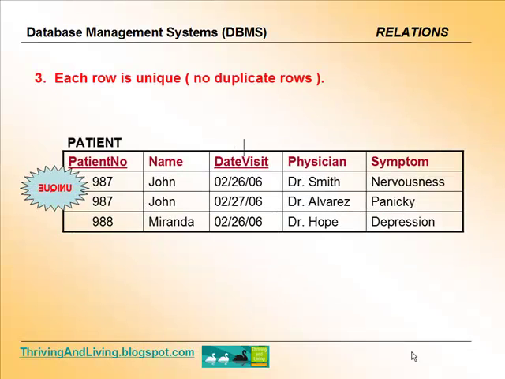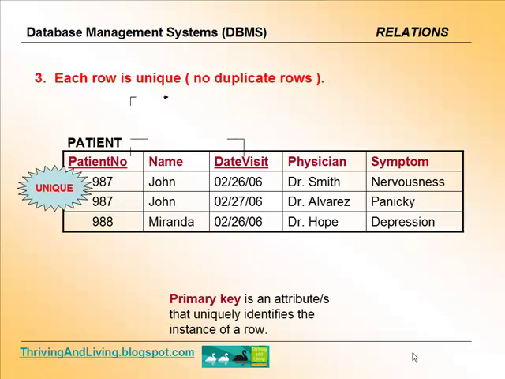Each row is unique. One may say there are redundancies on our given table, but there are not. Applying also property 1, that each column should have a single value, the two rows of John still differ if we combine columns patient number and date visit.